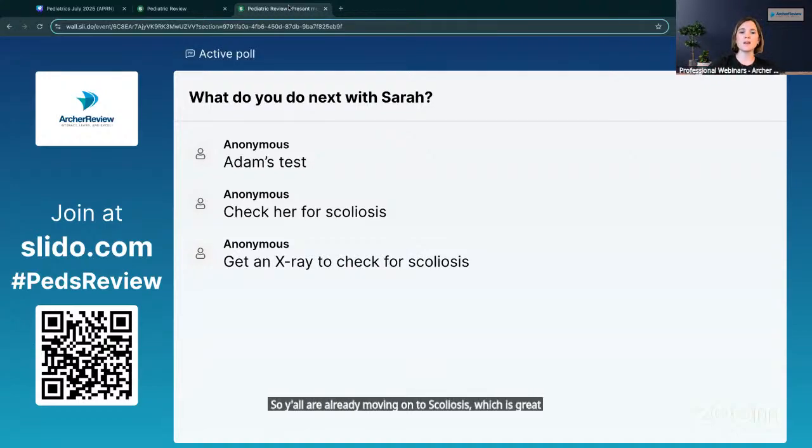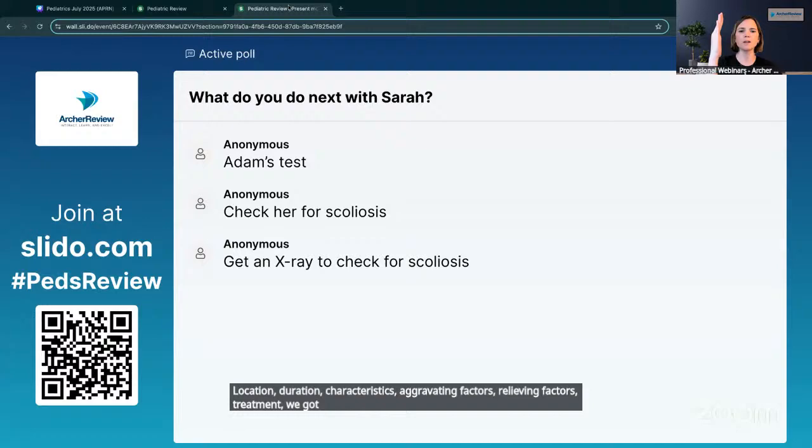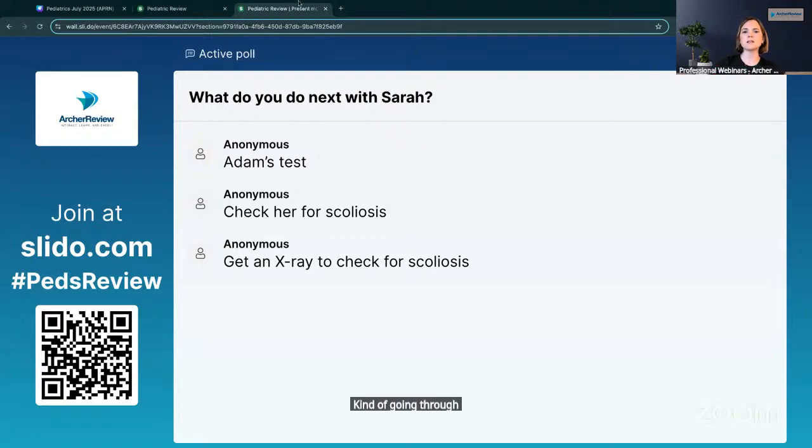But I would first do the OLD CARTS. So do our further health history. So we would be asking the onset, location, duration, characteristics, aggravating factors, relieving factors, treatment. We got some of those already, but kind of going through that full list.